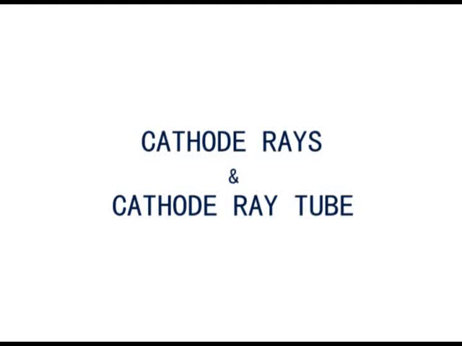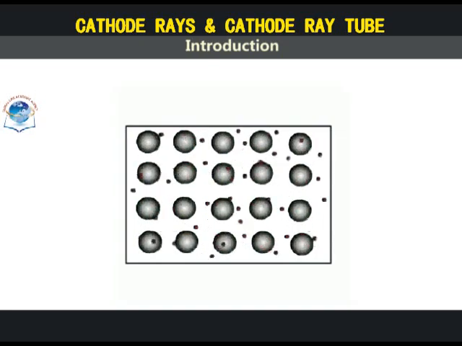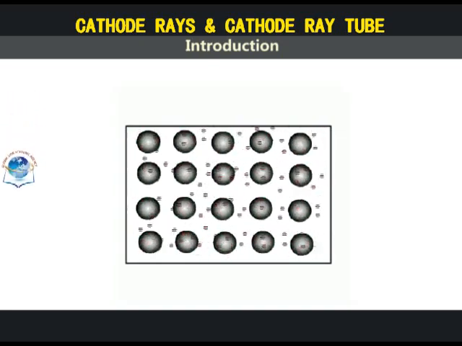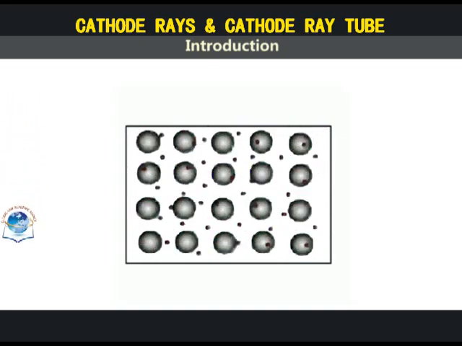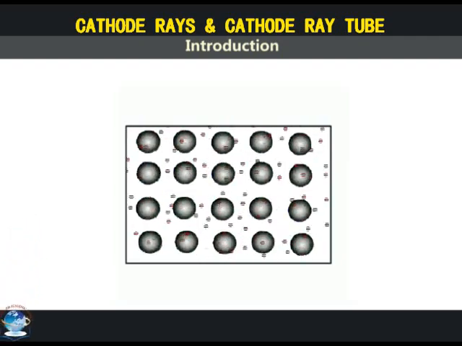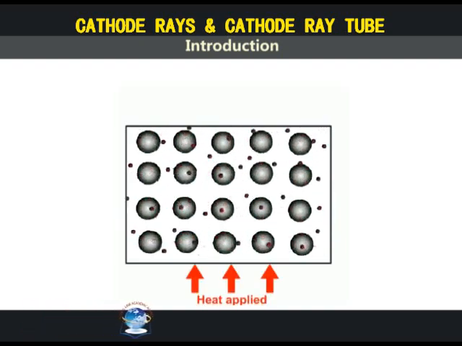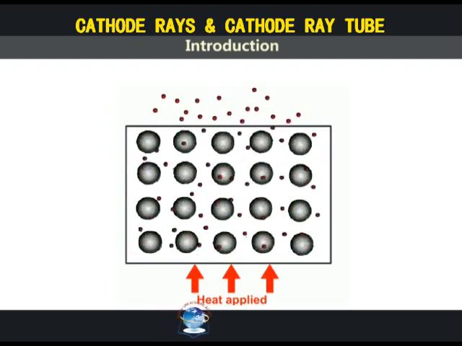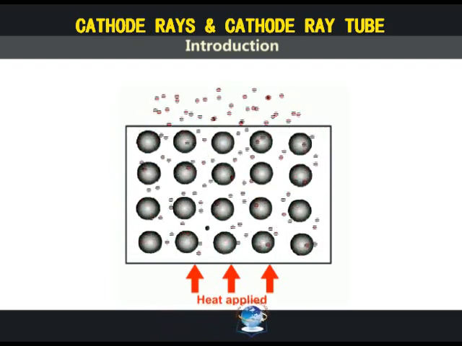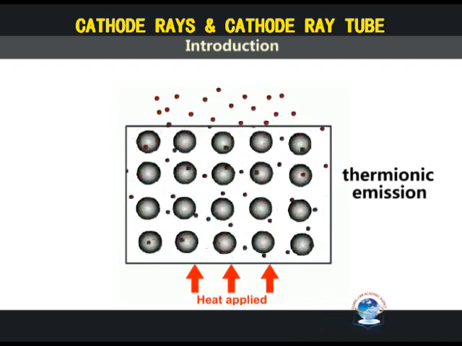Right, let us now talk about cathode rays and cathode ray tube. Now consider a metal surface containing a large number of free delocalized electrons. The electrons cannot escape because they do not have enough kinetic energy to overcome the nuclear attraction. However, when the temperature of the metal is raised by heating, the electrons gain enough kinetic energy and escape from the metal surface. This process of release of electrons from the surface of a heated metal is called thermionic emission.